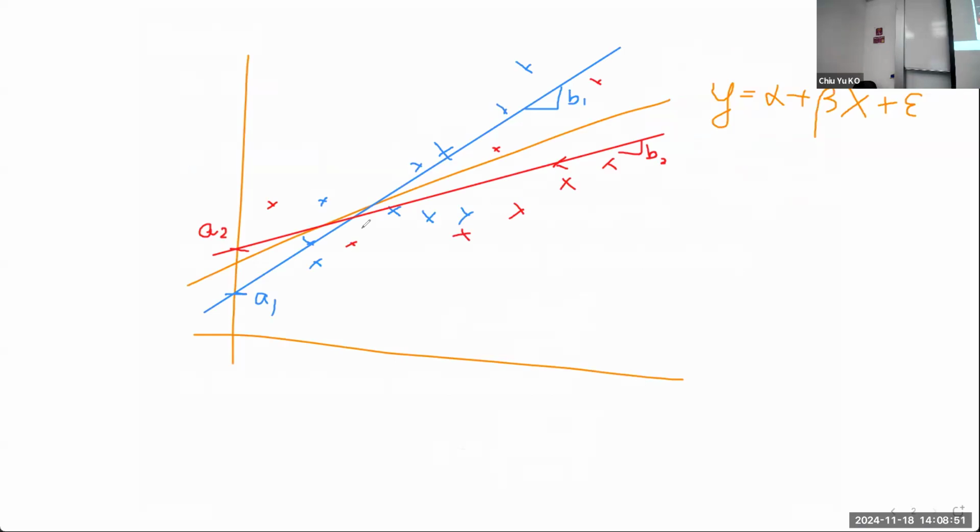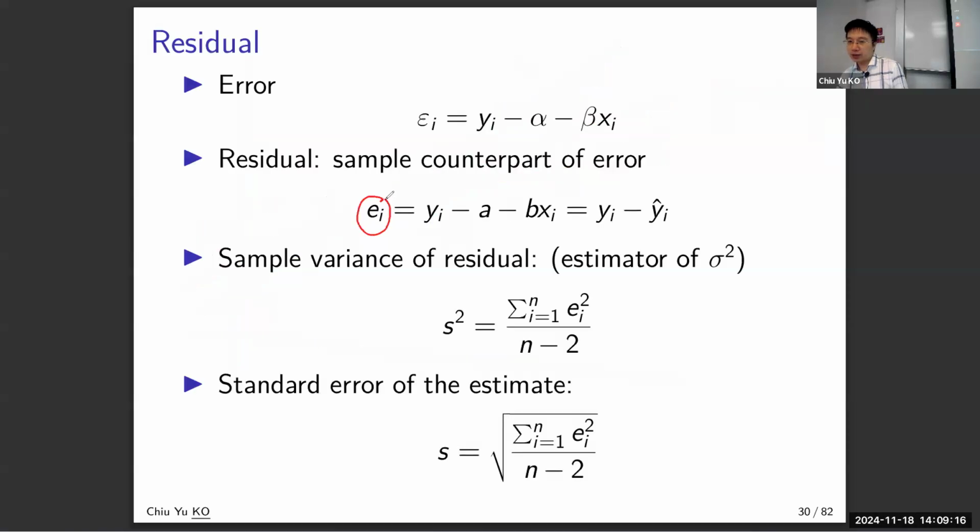Alpha, beta, and sigma are model parameters, which are fixed, and you don't know them. But you try to guess them by using A, B, and later you will see S. That is trying to guess them, okay? They are random variables there. So just go back here. We will define E in this way: it is yi minus a minus bxi.